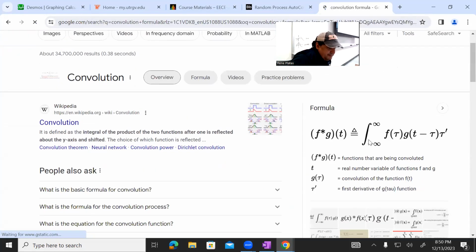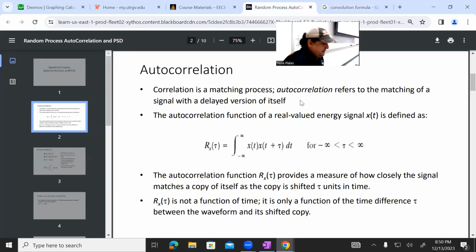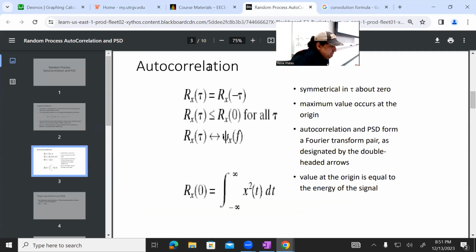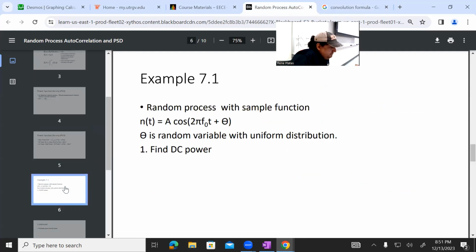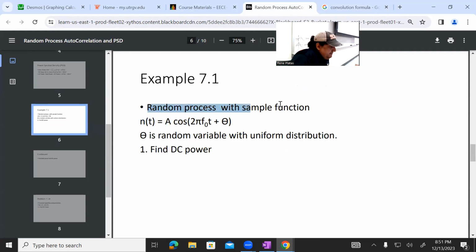It's the same thing, see? f(tau) g(t minus tau), x(tau) x(t plus tau) in this case. So, symmetrical in tau about 0, maximum value occurs at the origin. Example: a random process with a sample function of blah, find the DC power.